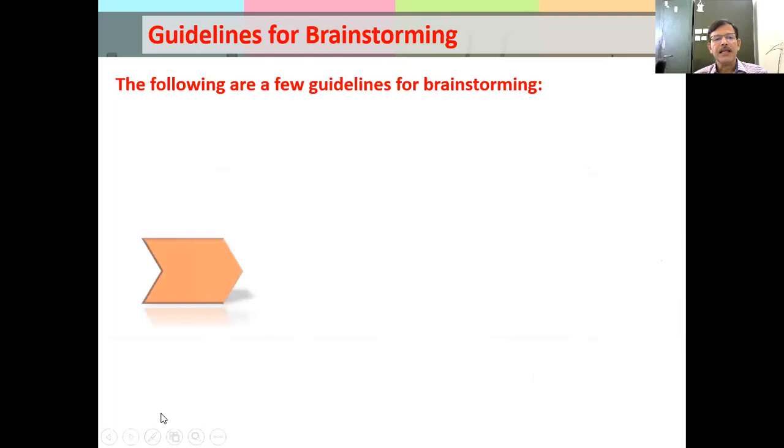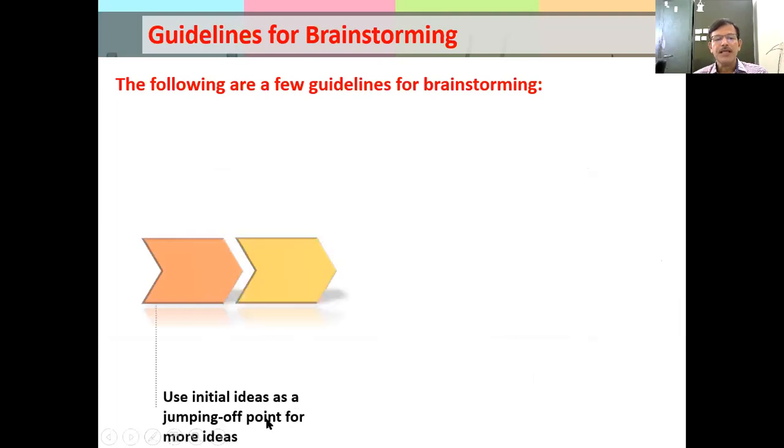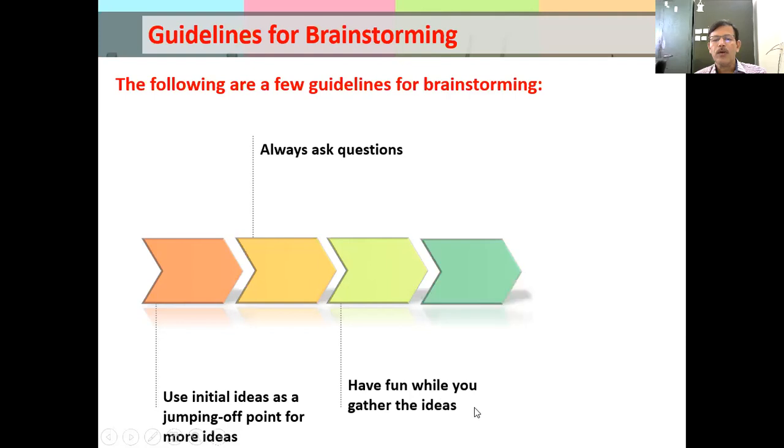So the next guideline is to use an initial idea as a jumping-off point for more ideas. That's why, once one member of a brainstorming group tells some ideas, it will give a clue to your own ideas. Always ask questions, that is one of the tips or guidelines. Have fun while you gather the ideas.